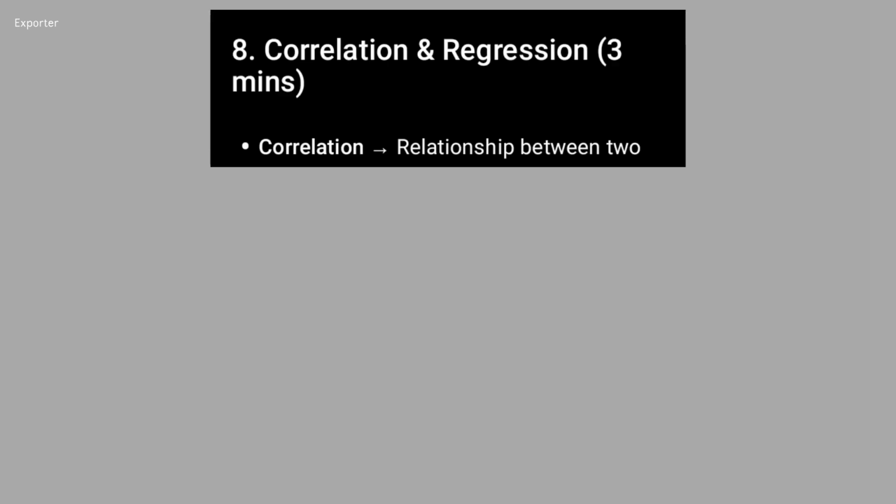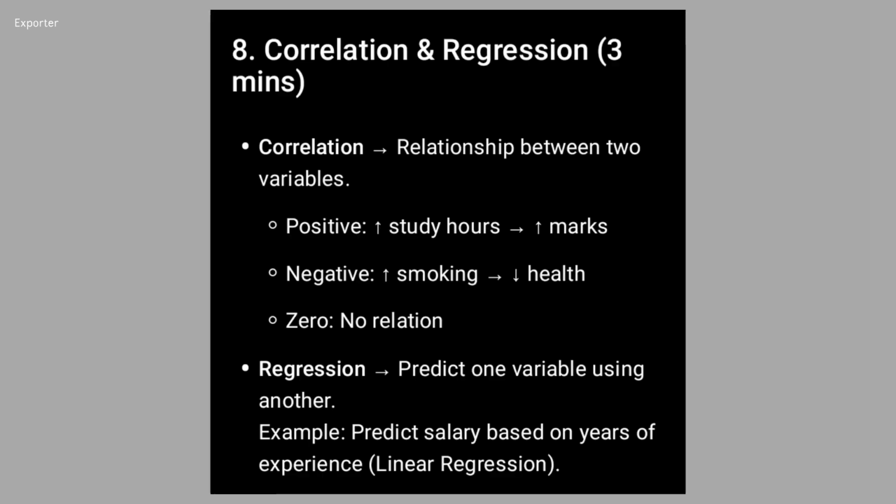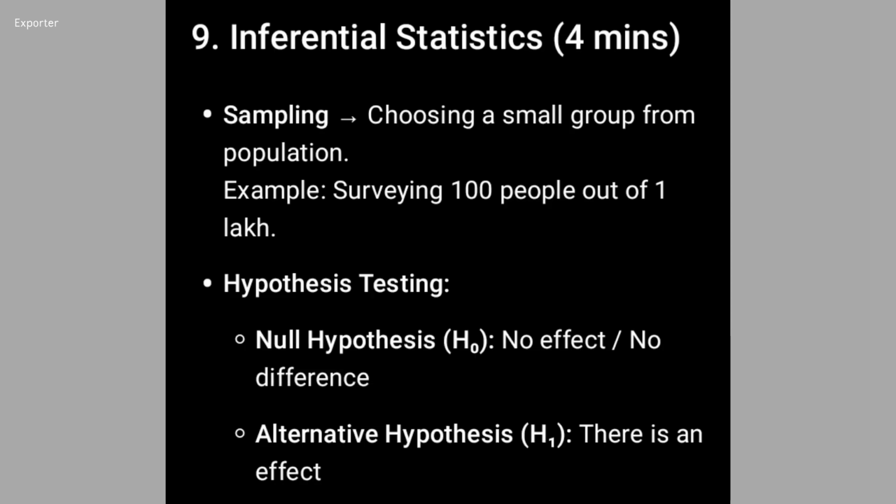8. Correlation and regression. Correlation is the relationship between two variables. Positive: study hours and marks. Negative: smoking and health. 0 means no relation. Regression predicts one variable using another. Example: predict salary based on years of experience. Linear regression.